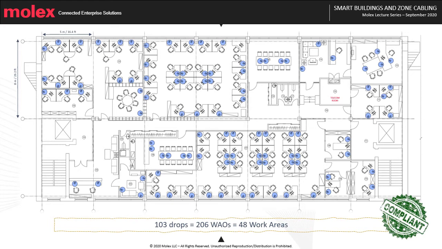Having now positioned our work area outlets, we have a total of 103 drops or 206 work area outlets for 49 work areas. Our design is then compliant to international cabling standards. Naming conventions, these are our telecommunication outlets, TOs, since they are connecting to a voice or data service.